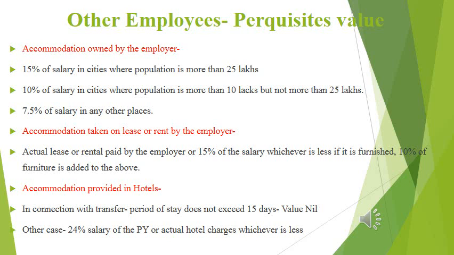Clear? See, the provisions of calculation. First one, 15% of salary in cities where the population is more than 25 lakh. Suppose the population is more than 25 lakh in the city where the employee resides, then 15% of salary is the perquisite value. It's very simple. Then, if the population is between 10 lakh and 25 lakh, what is the perquisite value? 10% of salary. Again, we have another situation. Suppose the population is below 10 lakh. What is the perquisite value?